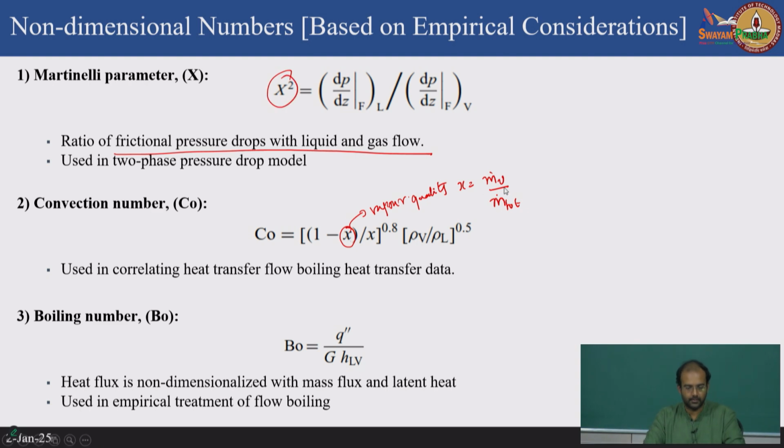Okay. So then we also use other non-dimensional numbers when we build correlations for two phase flows, which are called boiling numbers, for example. So boiling number is given by the ratio of the heat flux divided by the product of mass flux G and the latent heat of vaporization. So for a given amount of heat that you are supplying to the tube, how much of this is going into the phase change process is given by this boiling number.